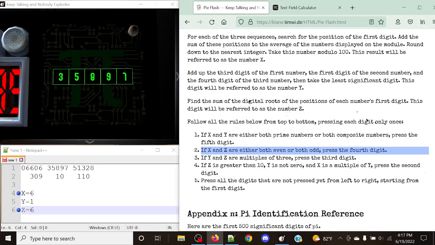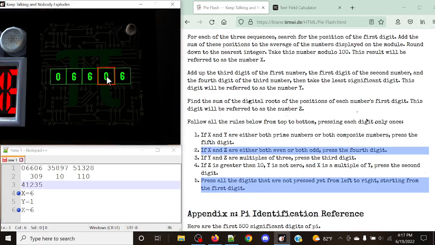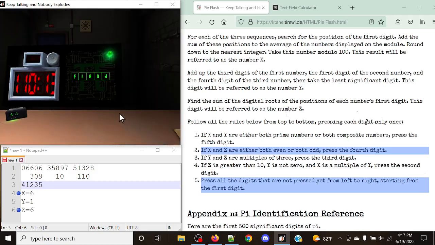And finally, we reach our last rule. In this case, press all digits that have not been pressed yet from left to right, starting from the first digit. So in this case, our order that we've determined, we're going to start with 4, and then we're going to press the remaining digits from left to right. So then we have a 1, 2, 3, 5. Let's do that. So we've got 4, 1, 2, 3, 5. And just like that is a solved module.